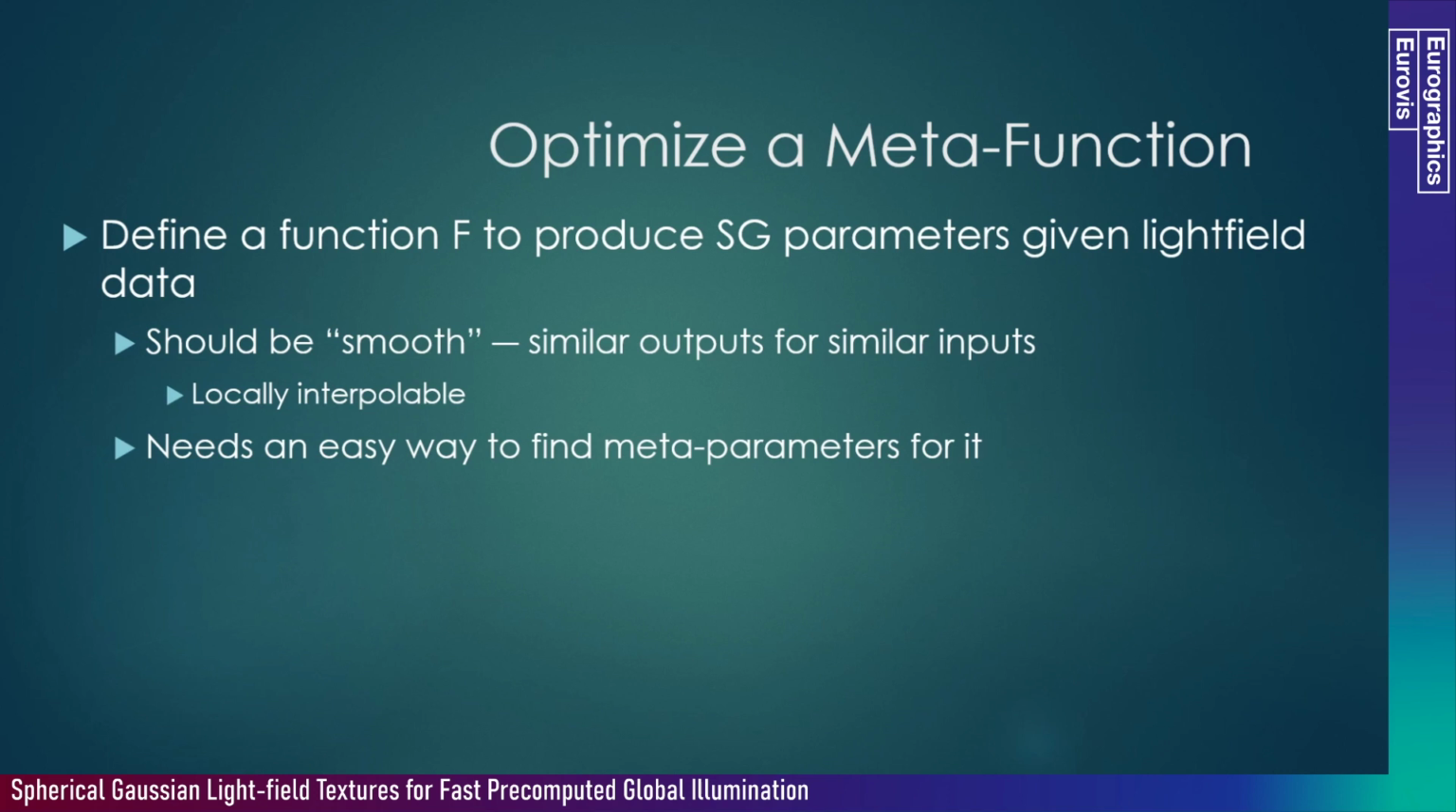Instead, to solve the optimization problem, we take another path. We define a function that, given a light field as its input, will give the parameters for a set of Gaussians approximating that light field. This function could have many different definitions, but we would like that it be simple to define, evaluate, and obtain its parameters.